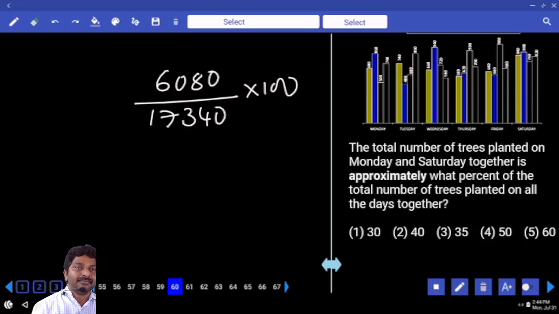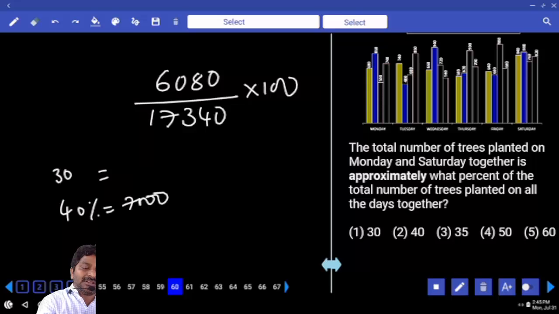Don't go for cancellation, just go to options and see. Comfortable gap we have. Now let me go to options. What is 10%? 1734. Approximate 1750. Yes. 20%. Double. 35. 1750. 3,500. Double. 40%. 7,000. But our number is less than that number only. So you know that 40% value is equal to approximately 7,000.